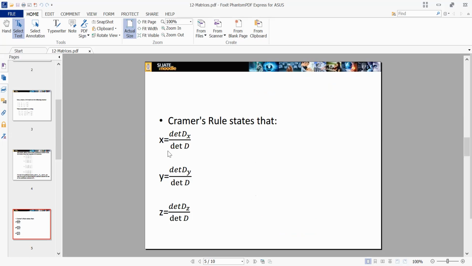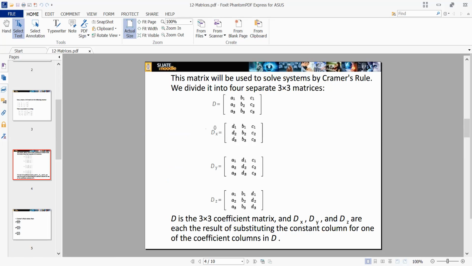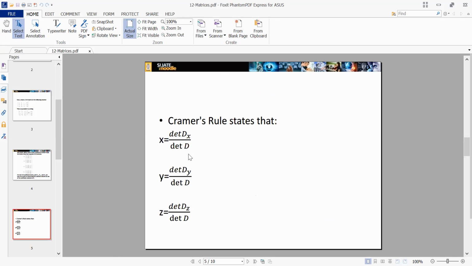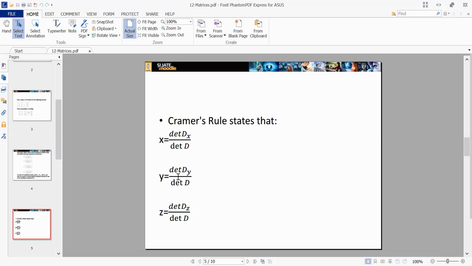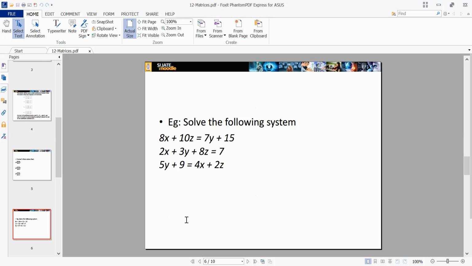Now how to find x, y and z? Our target is to find x, y and z. How to find it? x is equal to the determinant of Dx, this matrix, divided by the determinant of D, our original matrix. Likewise, y is equal to the determinant of Dy divided by the determinant of D. And finally, the z value is the determinant of Dz divided by the determinant of D. Now let's sort out this problem. Okay, I'll show you how to sort it out.